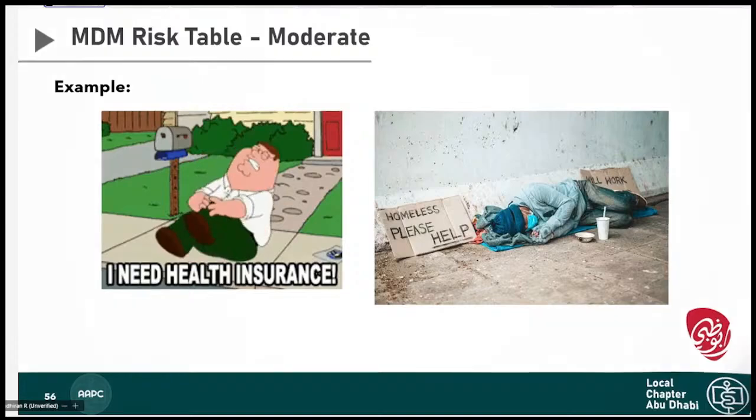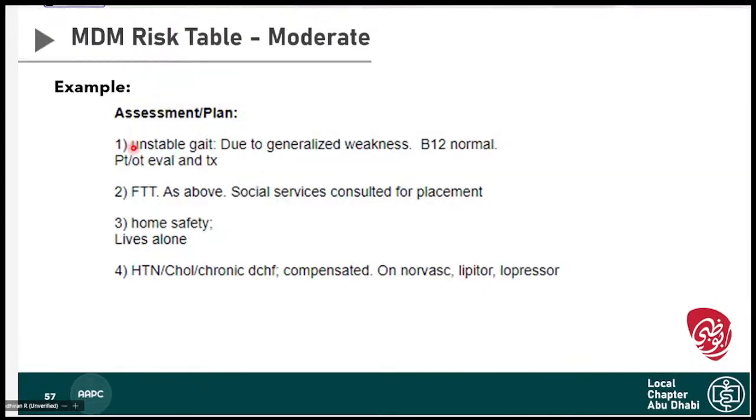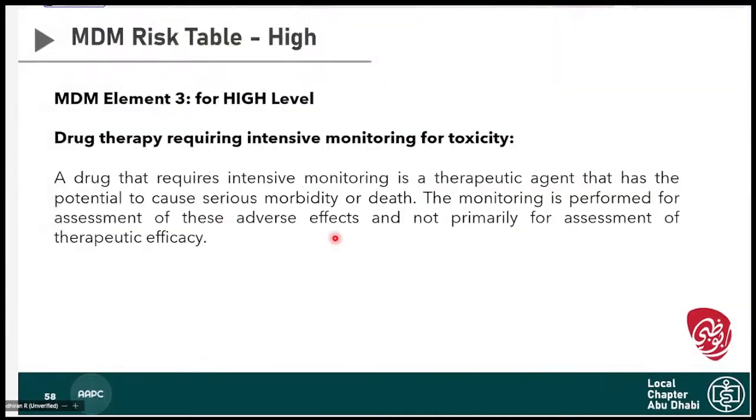These are all the examples. So here the chart example, they'll be documented as home safety, documented living alone, lives alone. Okay, this we can consider as a SDOH status. So next we will discuss about high level of MDM, high risk.